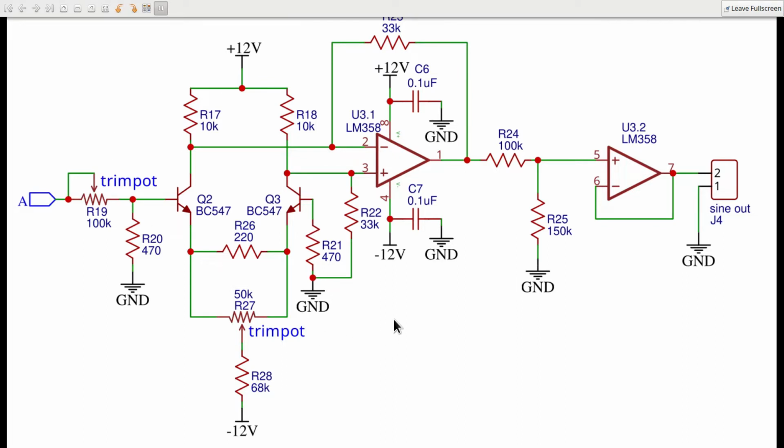U3.2 is used, like in the previous schematic, in a voltage follower configuration to reduce the output impedance of the circuit and to avoid disturbing the actual shaper. And now let's move to the lab to see how I assembled this circuit and how it works.